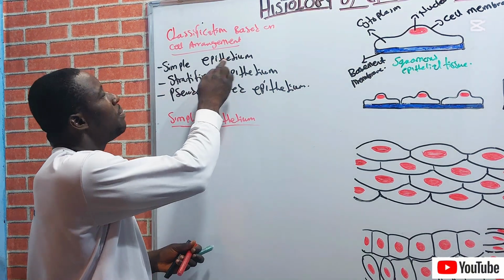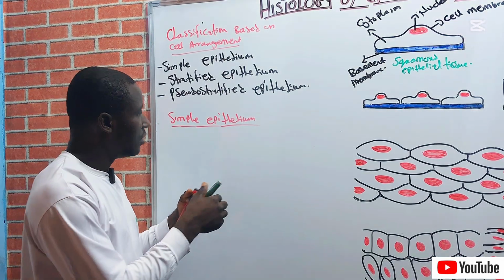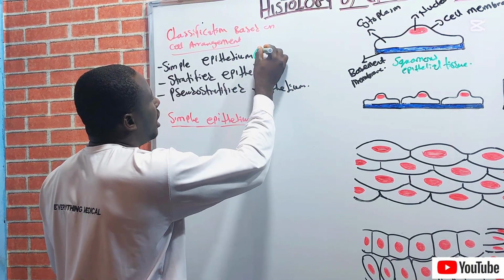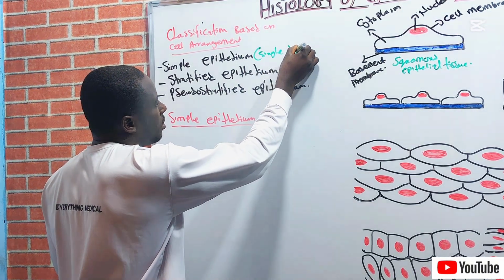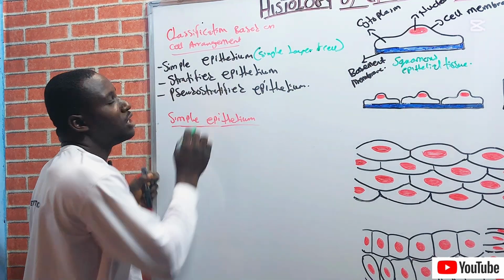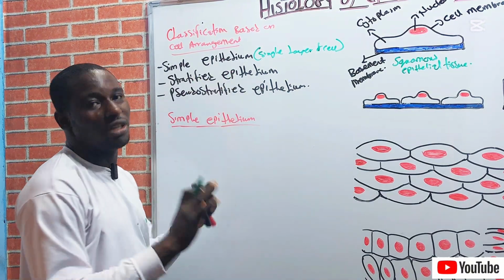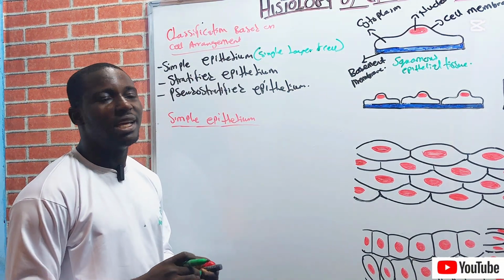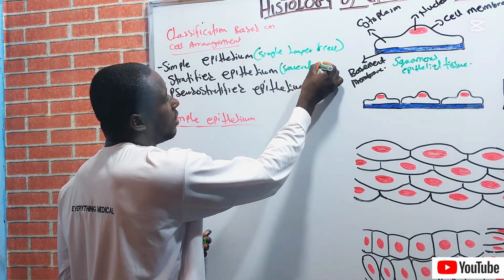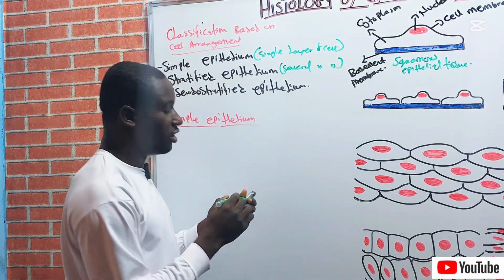Recall that simple epithelium in a layman understanding simply means single layer of cell. Simple epithelium simply means single layer of cell, while stratified epithelium in layman's understanding simply means several layers of cell. So that is the layman's understanding.